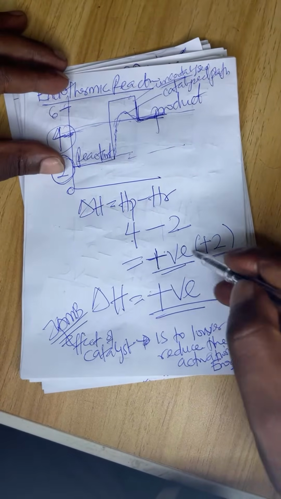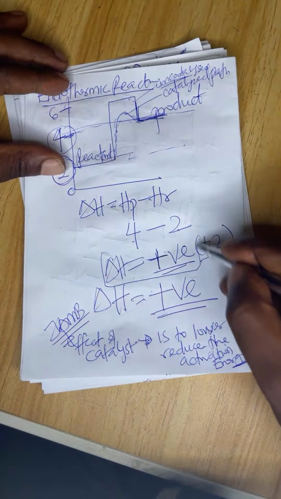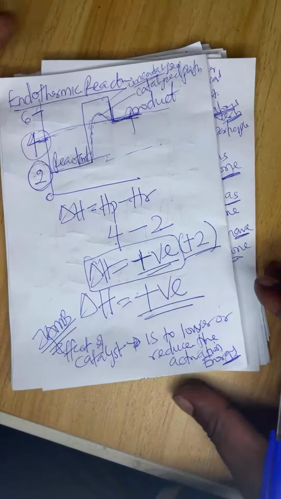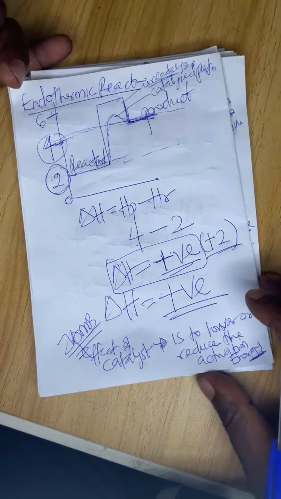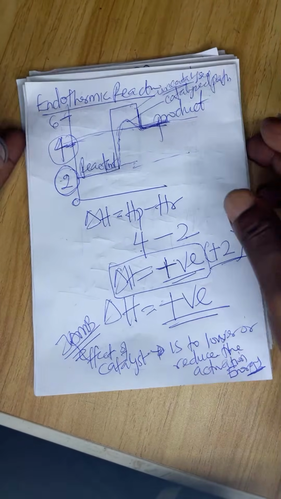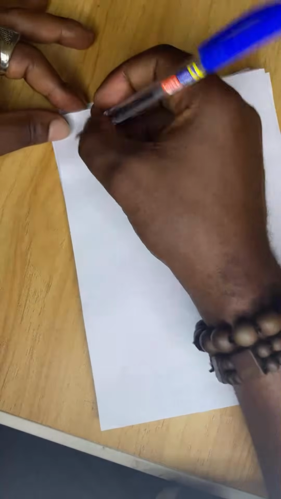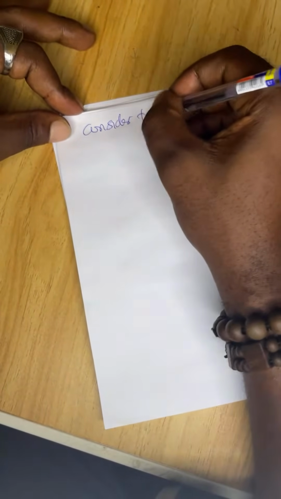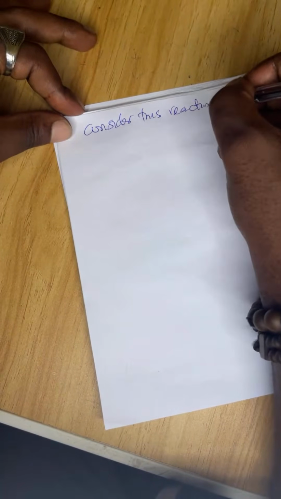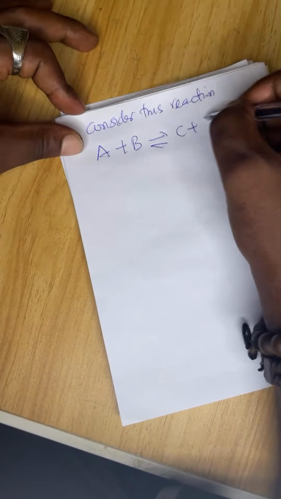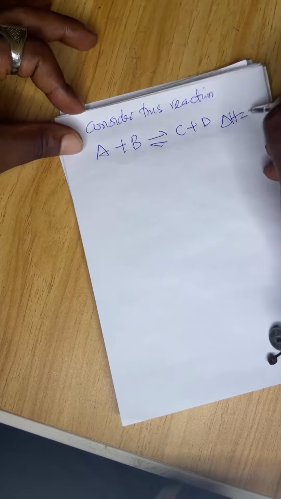Now that we know the change in H of a thing, let's do a particular equation and use it to explain everything. Now look at what will happen. Consider this reaction: A plus B to give C plus D, given that the change in H is negative.